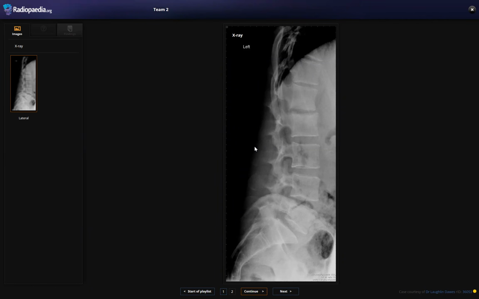So I would like to, in my routine practice, have a look at other views as well. These findings are consistent with spondylodiscitis involving the L1, L2 vertebral bodies. And I need to correlate with the clinical presentation of the patient.